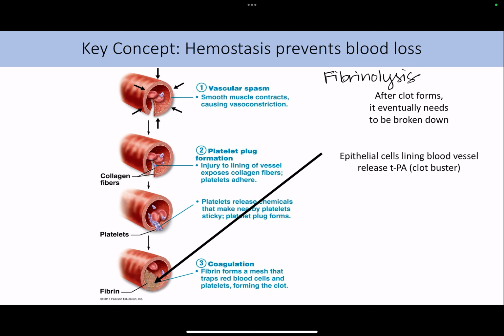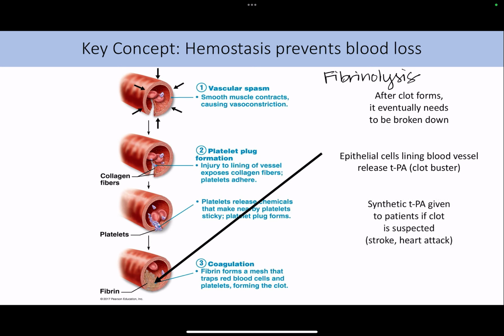So epithelial cells that line the blood vessel are going to release a chemical called TPA. And in your lecture notes, it spells it out. You have to spell it out on an exam. It stands for tissue plasminogen activator. Okay, so TPA stands for tissue plasminogen activator. And it's a clot buster. So it's a chemical that helps to break down that clot when we're done with it.